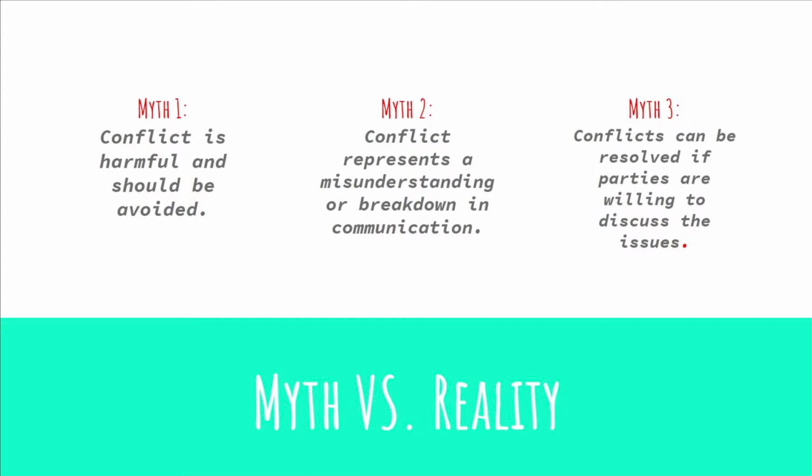Finally, Myth 3 states conflict can be resolved if parties are willing to discuss the issues. In reality, that doesn't automatically guarantee the problem is resolved if it's discussed among members. For instance, take abortion. It will never be resolved because there are always going to be pro-choice people and people that are pro-life. Therefore, conflict over basic values and goals may never be resolvable.